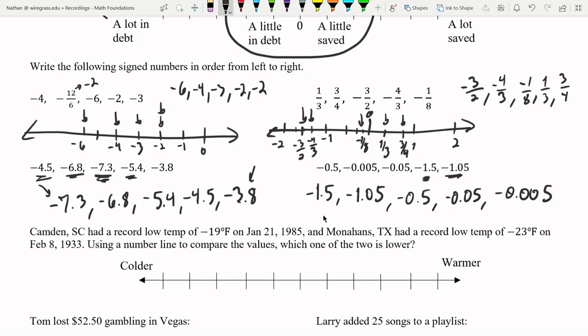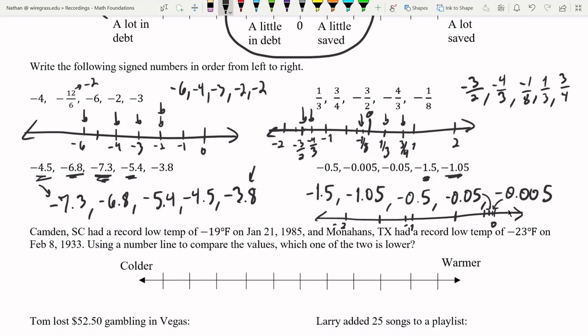Once again, you can just pull out a number line here and look at them, right? If we had 0, 1, and then 2, negative, I should say here. -1.5 would be right here. -1.05 would be somewhere around here. -0.5 would be around here. -0.05, this is going to be -0.1, and a fifth of that would be right around here. So that one's right there. And finally, this one's very, very close to 0.